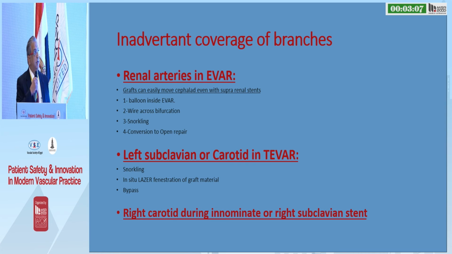Coverage of branches. It happens to the best of us. Renal arteries can get covered during EVARs. There is nothing preventing these devices from going north. So always make sure it's anchored when you're putting the contralateral limb. You can try to bring it down a millimeter or two. If it's covered, then you can snorkel, sight of fenestration, or convert to open.